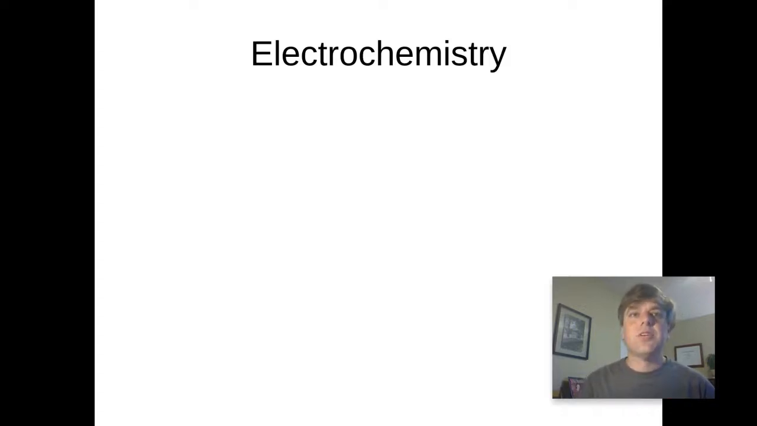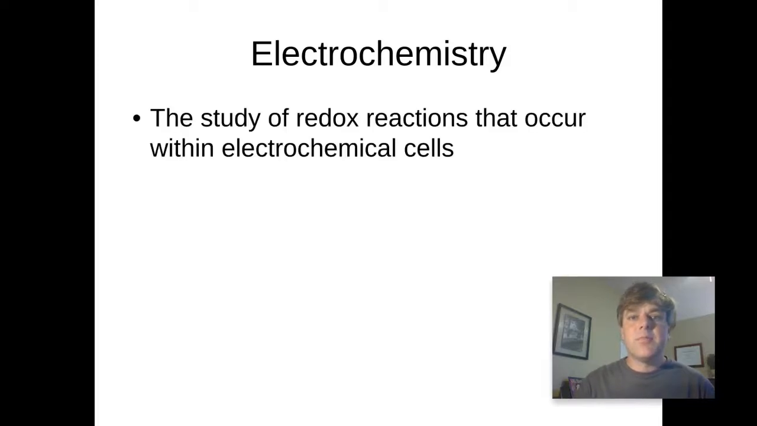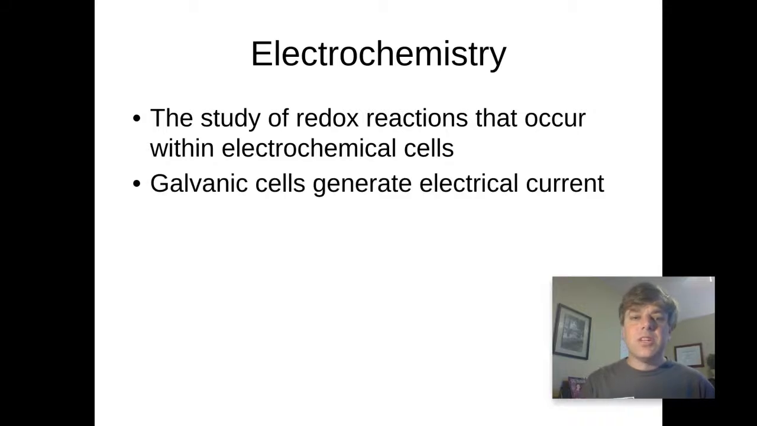Electrochemistry is one of the most important aspects of chemistry to your day-to-day lives because things like cell phones and laptops and all sorts of other things that you depend on as part of modern life would not be possible without electrochemistry. Electrochemistry is the study of redox reactions that occur within electrochemical cells. If y'all remember redox, that's oxidation reduction. Oxidation is losing electrons. Reduction is gaining electrons. And electrochemical cells are devices that separate those parts so that the electrons can move.